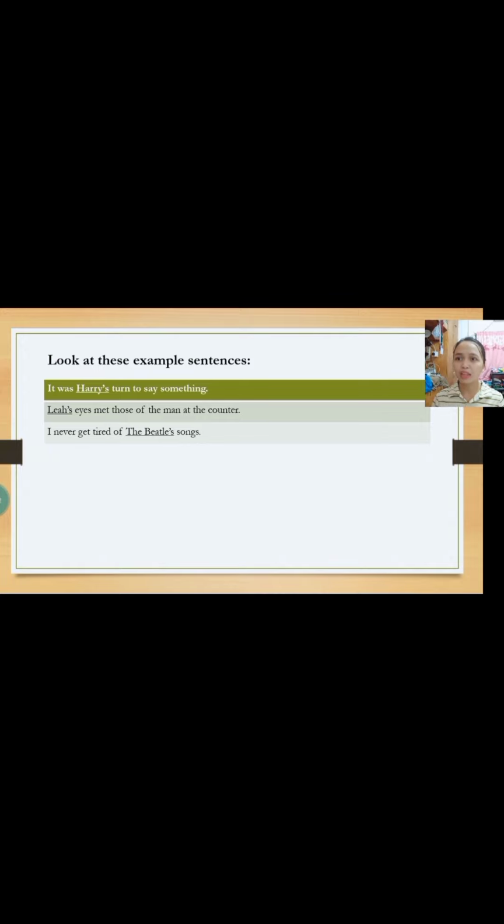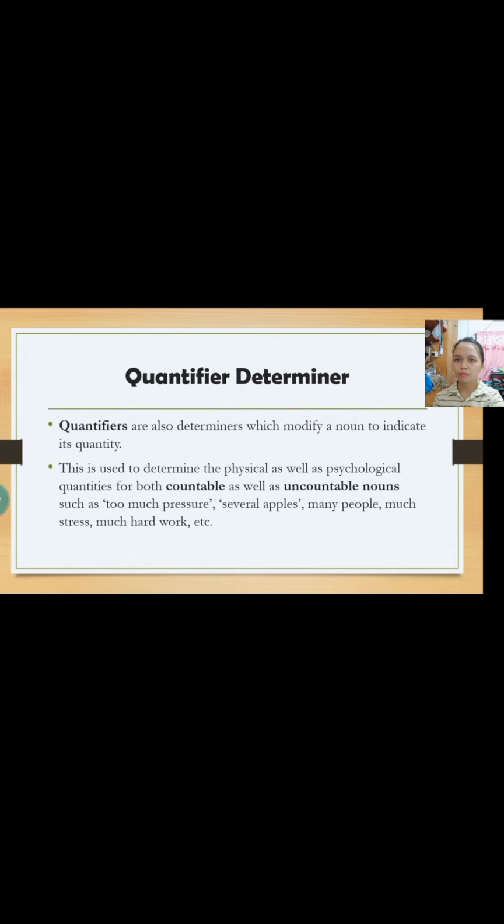And the third and last sentence, I never get tired of the Beatles song. The Beatles is the possessive proper noun because it may not be a name of a person, but it is a name of a band. And the name of a band is also considered as the possessive proper noun.